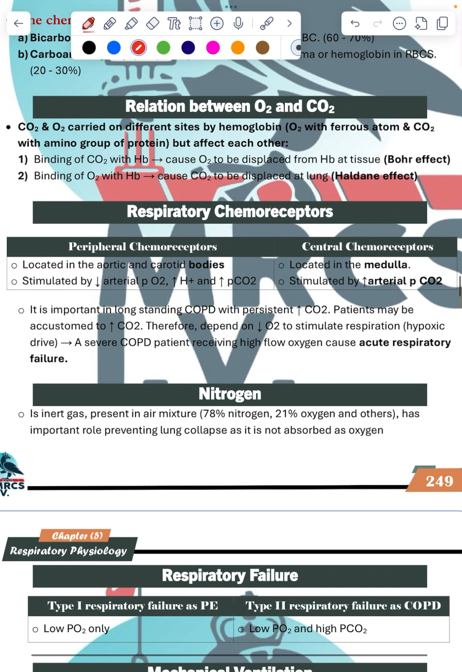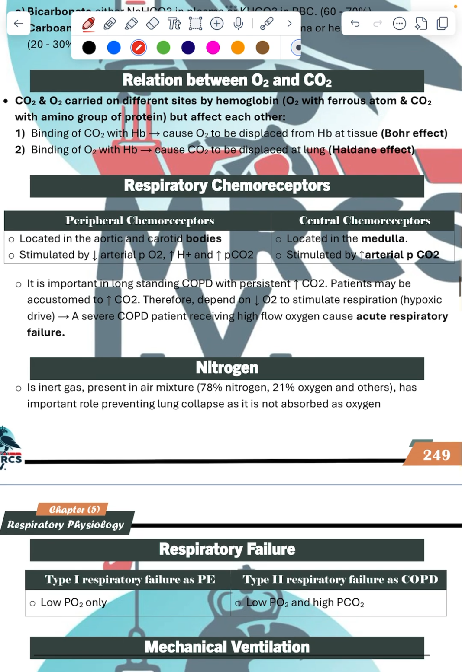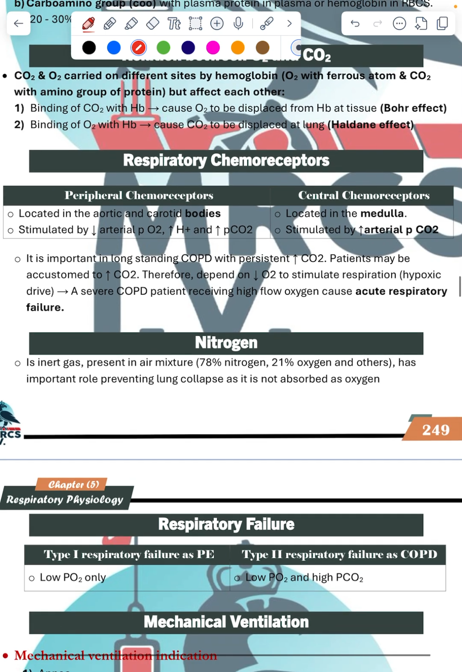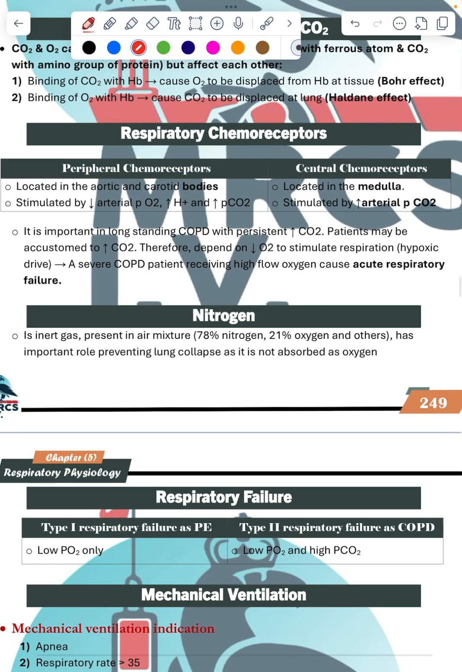Where are the respiratory chemoreceptors? The peripheral chemoreceptors are located in the aortic and carotid bodies, stimulated by decreased partial pressure of oxygen and acidosis, and central chemoreceptors are located in the medulla, stimulated by partial pressure of carbon dioxide. Aortic chemoreceptors are important in long-standing COPD with persistently increased CO2. The patient may be accustomed to increased CO2 and therefore depends on the decreased oxygen stimulus for respiration, which is called hypoxic drive.